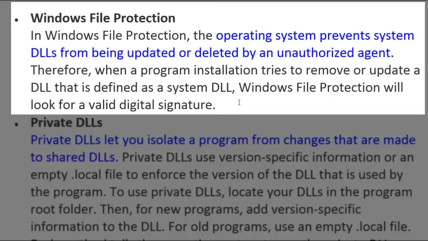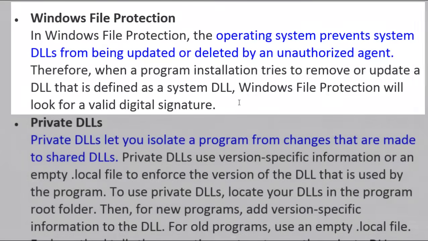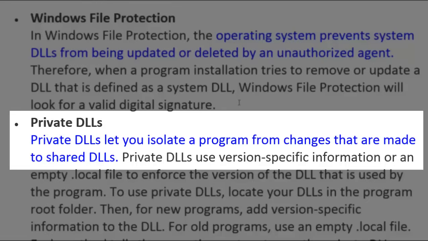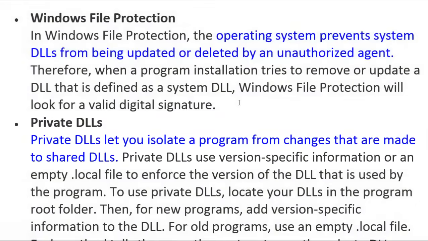To combat this DLL issue, and this was a huge problem in the early operating systems of Microsoft, Microsoft incorporated Windows File Protection. In Windows File Protection, the operating system prevents system DLLs from being updated or deleted by an unauthorized agent. So a lot of the DLL problems started going away with Windows File Protection. Another element was private DLLs. It allows you to isolate a program from changes that are made to a shared DLL.